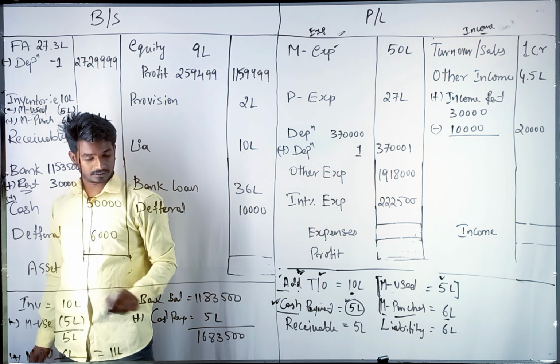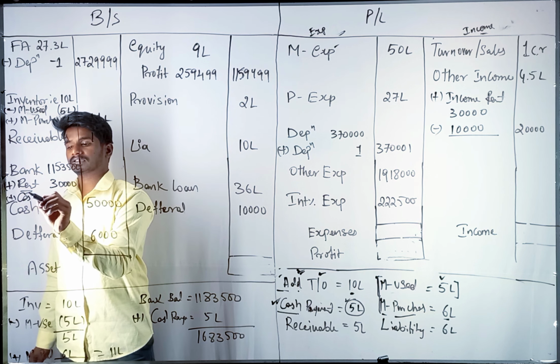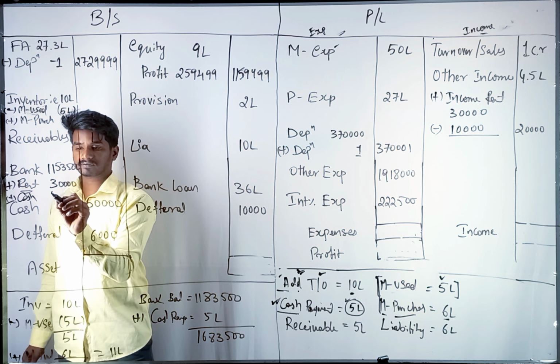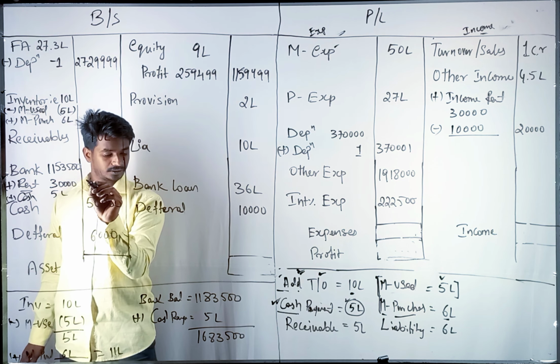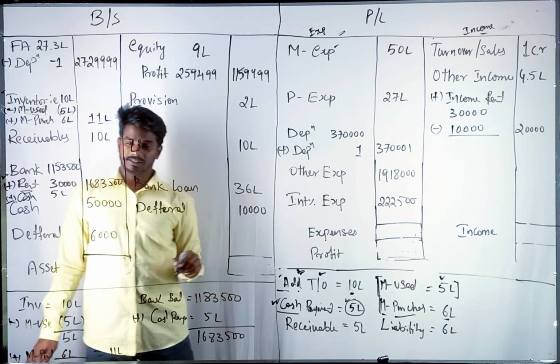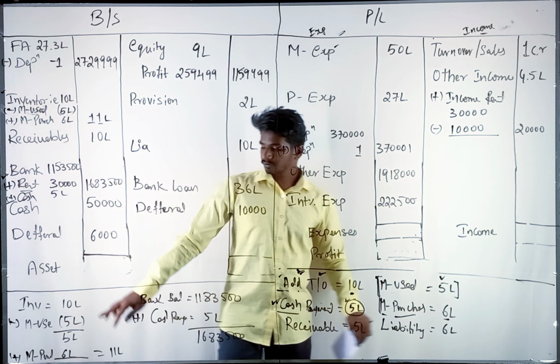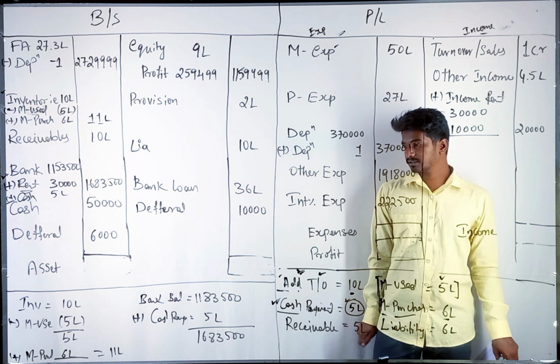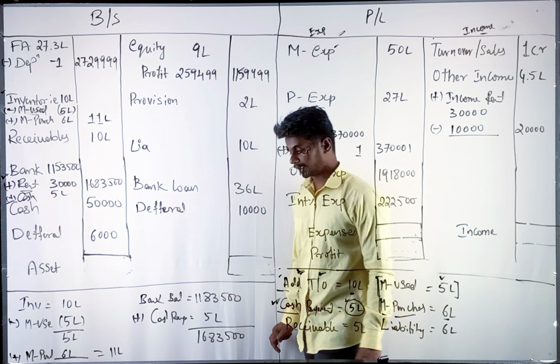And add cash of rupees 5 lakh, it comes out 16,83,500. Note down the calculations. I will erase those quickly. Fine.